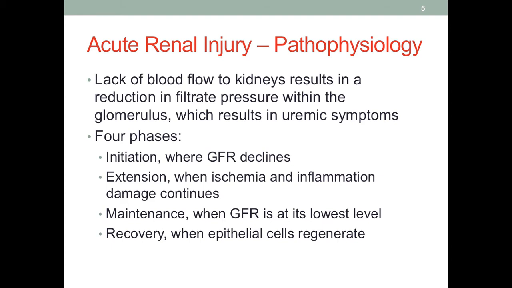We already mentioned that no matter what we're talking about in terms of causes, what happens in acute renal injury is that there is a lack of blood flow to the kidney, whether directly or through secondary causes. And sometimes it's complete lack of blood flow, so that will lead to the reduction of GFR, which results in those uremic symptoms we already learned about in CKD.